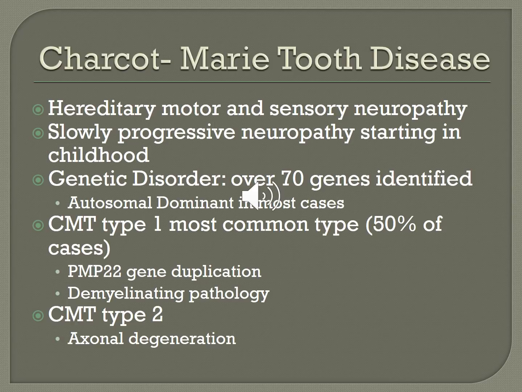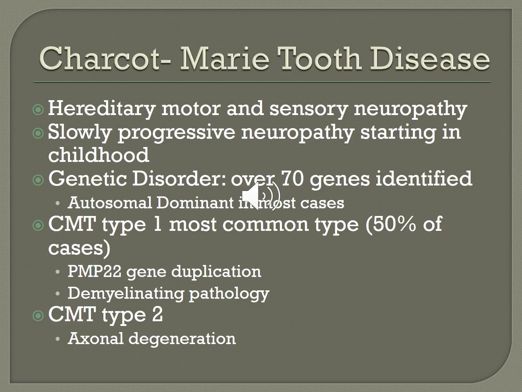So Charcot-Marie-Tooth disease is a hereditary motor and sensory neuropathy. So patients will have problems with both motor and sensory issues. It's very, very slowly progressive. So typically, the symptoms will start to present in childhood, but they won't present to clinic until their late adolescence or early adulthood. It's a genetic disorder. Most of the time it's autosomal dominant. There's over 70 genes identified.